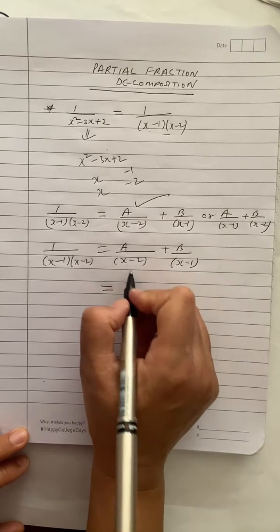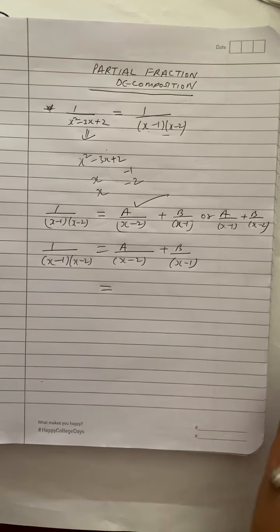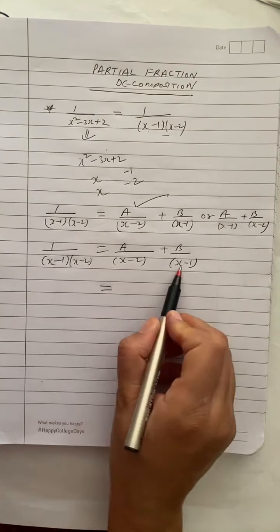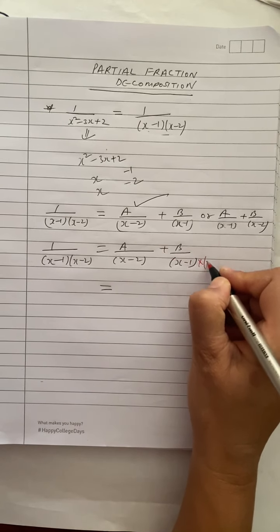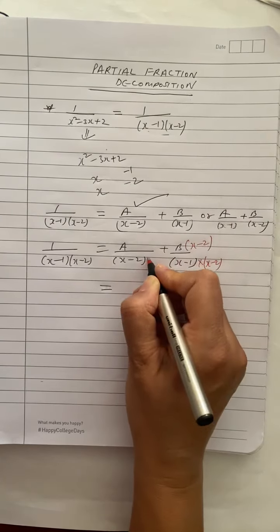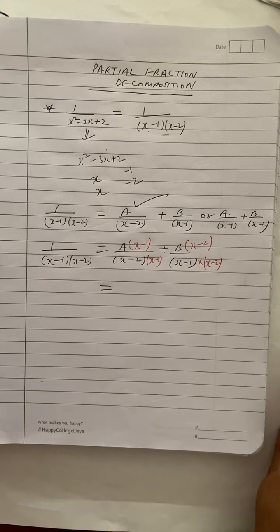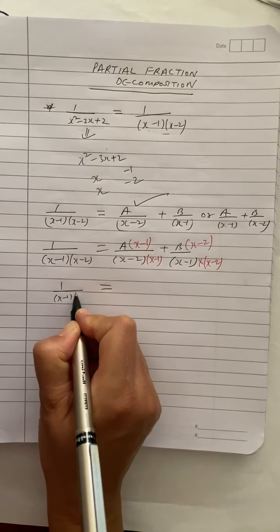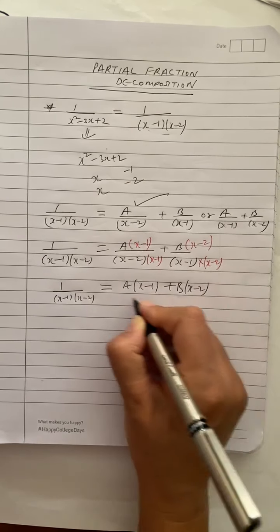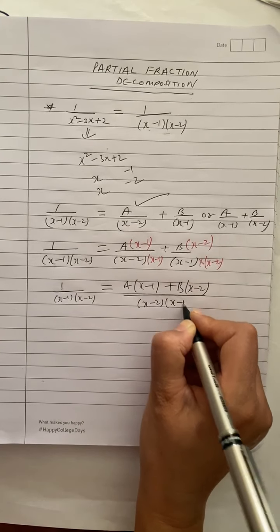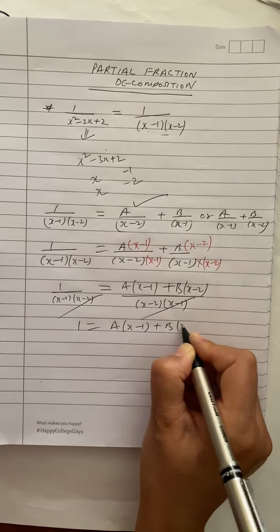Okay. Now I have to make the denominator the same. I want the denominators of both the left hand side and right hand side to be cancelled out, which means I have to multiply this by x minus 2 and this by x minus 1. So I will get 1 over, no change on the left hand side, and this becomes a times x minus 1, plus b times x minus 2, divided by x minus 2 into x minus 1. Now the denominators get cancelled, so 1 is equal to a times x minus 1 plus b times x minus 2.